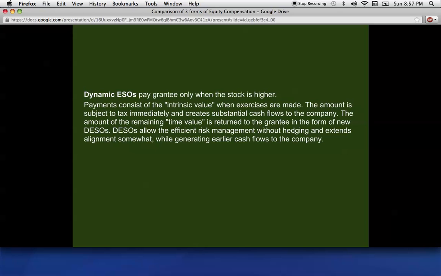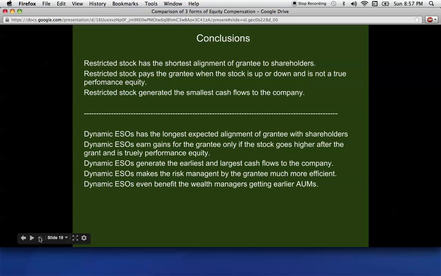The dynamic employee stock options allow efficient management without hedging and extend alignment somewhat while generating early cash flow, earlier than normal cash flows to the company, because the grantee with the dynamic employee stock options can efficiently exercise early and probably will exercise early, therefore creating substantial cash flows to the company earlier than even restricted stock, surely, and traditional employee stock options, because they won't be as readily exercising.